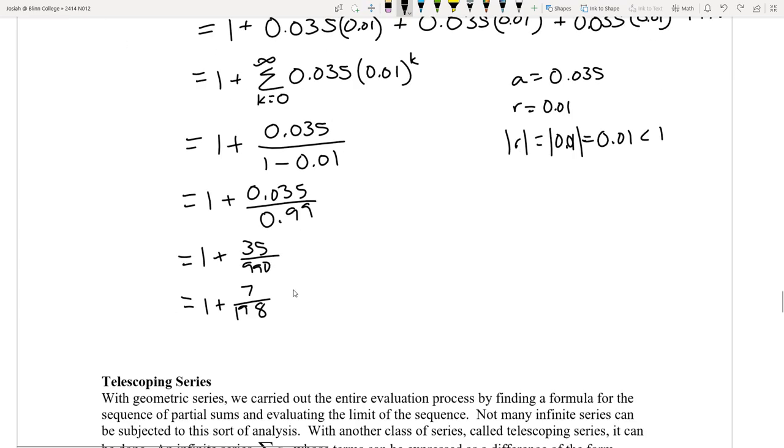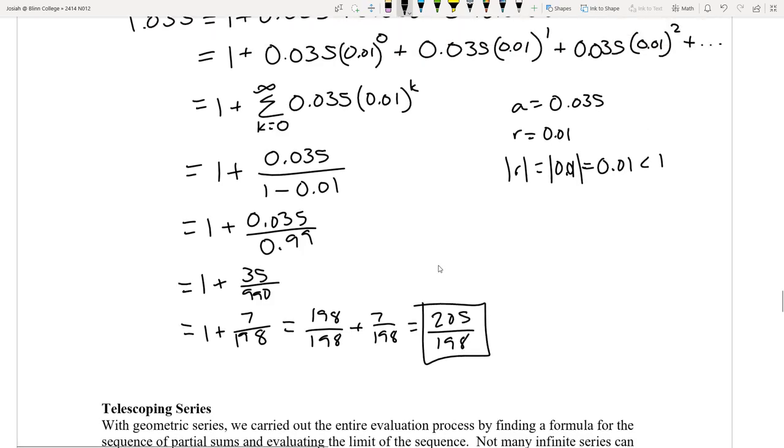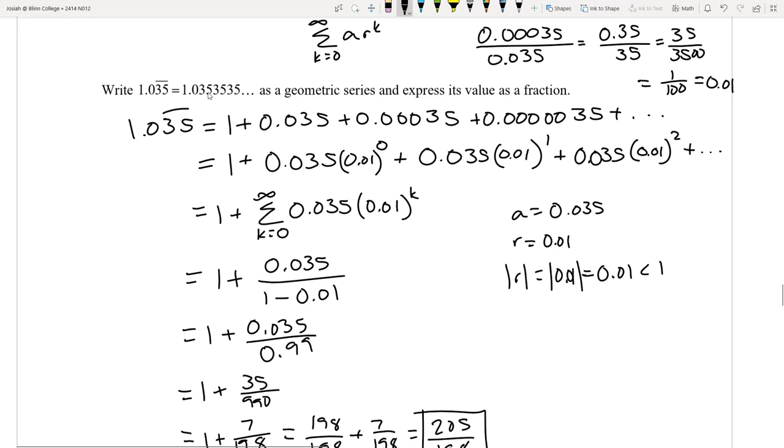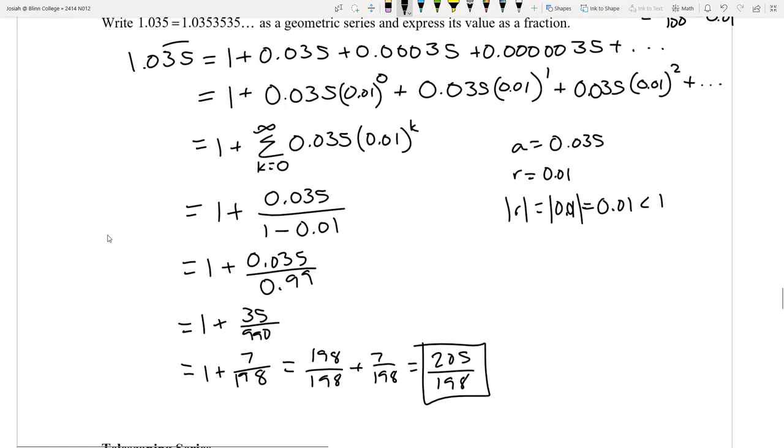So the last thing we want to do is add the whole number on to our fraction. And so we'll get 205 over 198. And so we were able to then write down this infinite repeating decimal as a fraction. And you can do that with any repeating decimal in the same way. All right, so that's a pretty cool application of this.